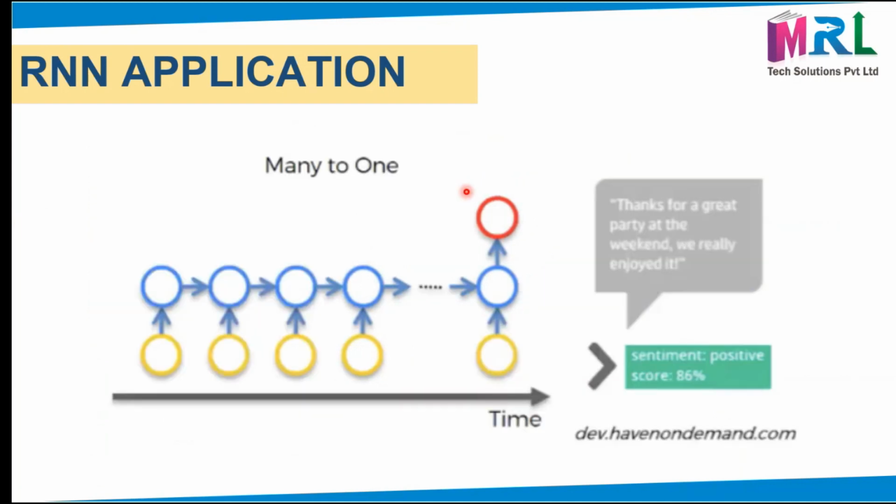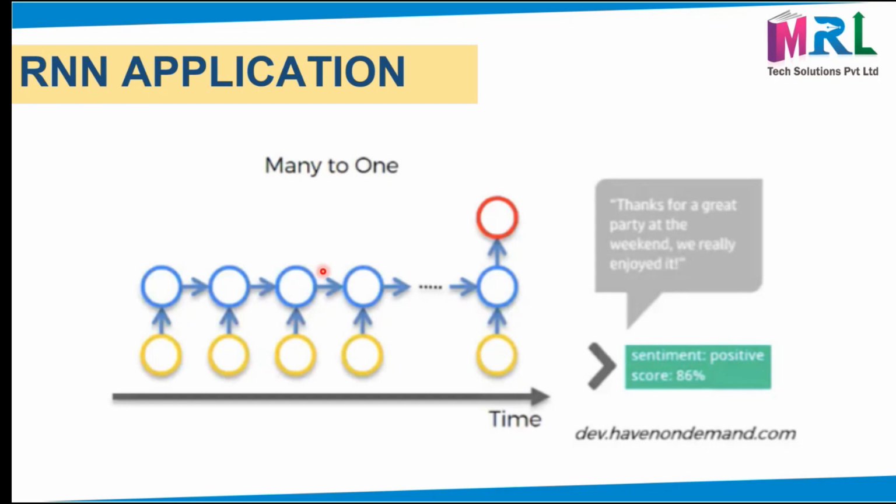And another thing is, this is also one of the applications of RNN: sentiment analysis. So it is many to one. We will send many words into the neural network. Thanks for a great party at the weekend. We really enjoyed it. So we are sending the words one by one into the neural network. The neural network analyzes the text and gives the sentiment analysis. It says the positive score is 86%. That means the content we are sending into the neural network is a positive comment. We have done one machine learning project based on sentiment analysis using NLP.